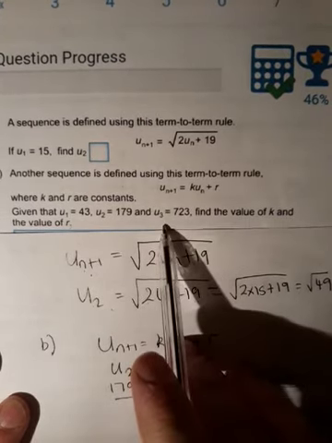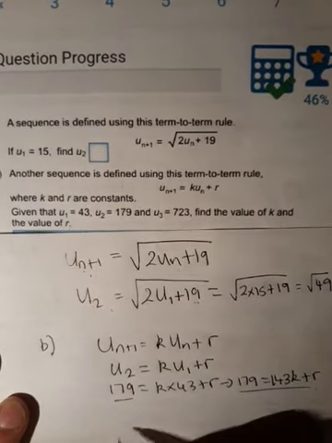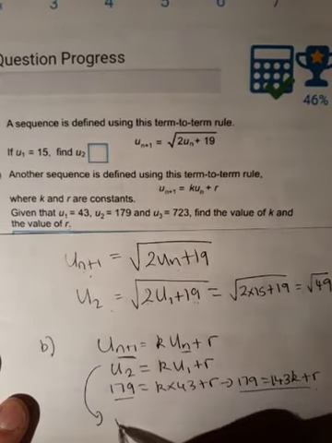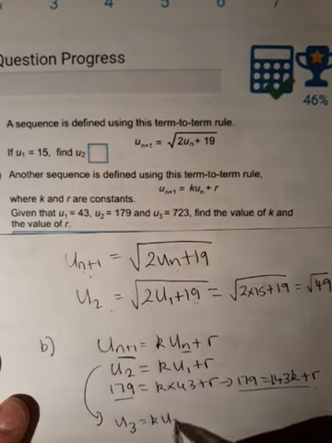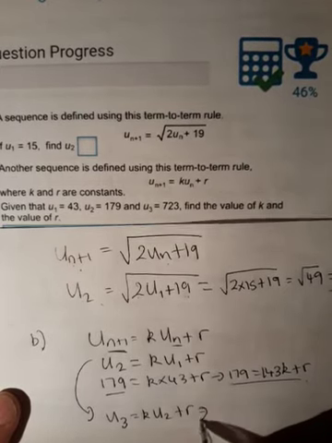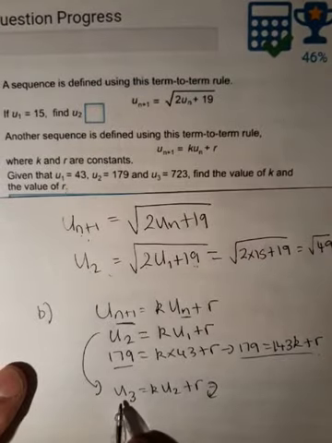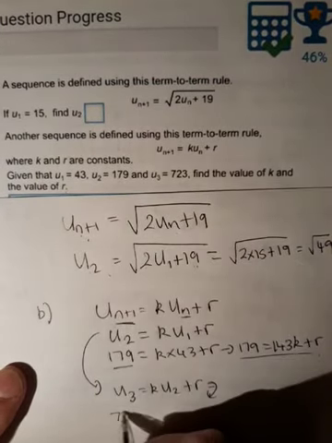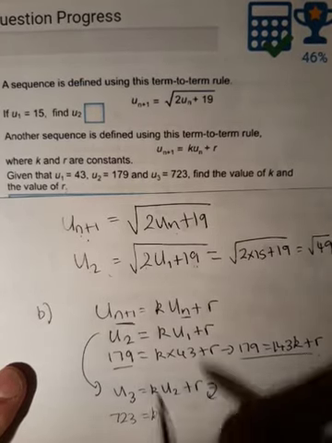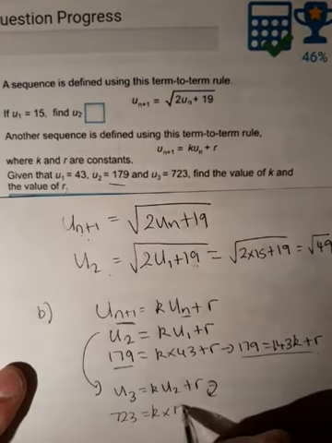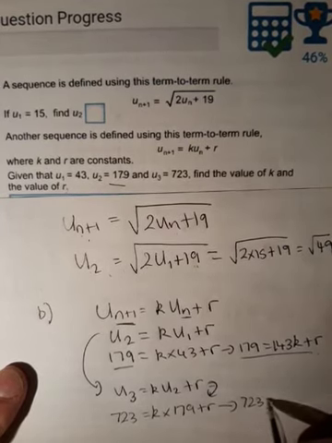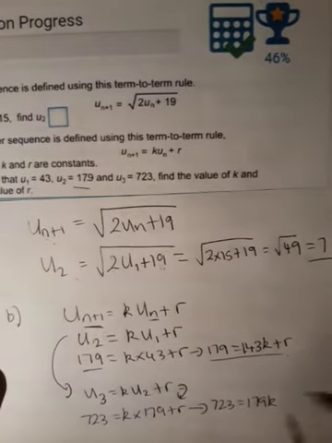Then it's given a second condition, U3 is 723. So how would U3 be written? Well, again, using this iterative formula here, if that's a 3, that must be a 2. So we've got U3 equals k times u2 plus r. I'll replace u3 with what it's been given as, 723, equals k times u2, and u2 was given as 179, plus r. So again, simplified, 723 equals 179k plus r.